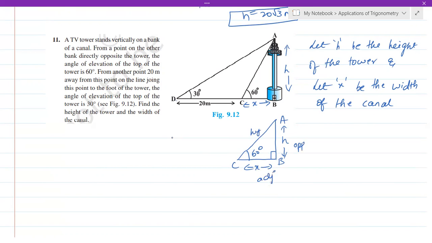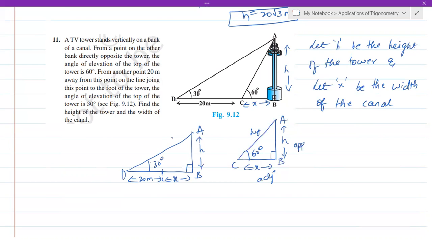And there is also another right angle triangle, that is DAB. Here it is 90 degrees. This angle is 30 degrees. In between we have got C somewhere here. So this is X and this is 20 meters from the question. And AB value we have taken as H.